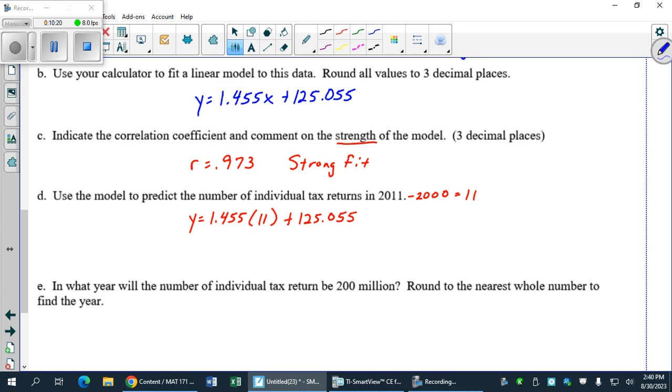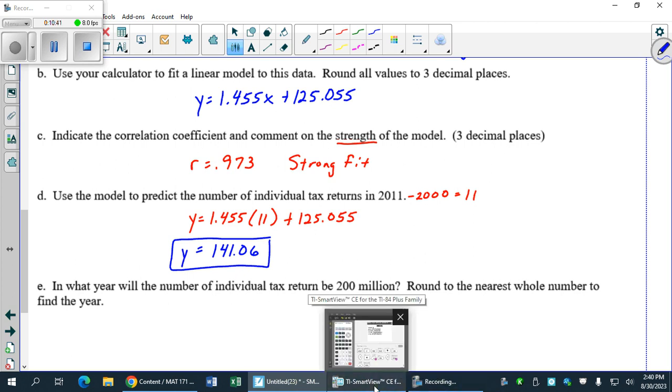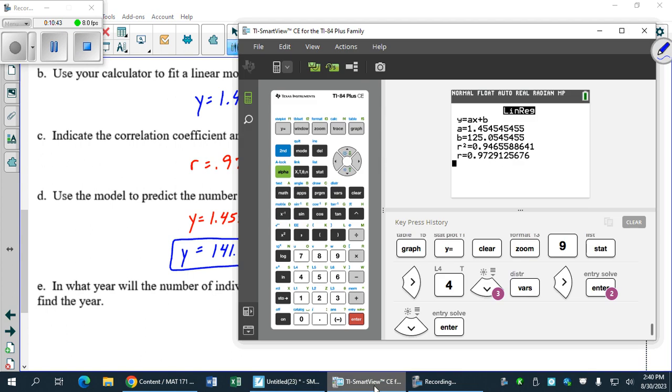You should be able to put that in your calculator all at one time, and that is going to give you 141.06. So they're saying that in 2011 there'll be 141.06 million tax returns. Okay, so this is obviously by hand. Again, if you feel comfortable going with the calculator, let me show you those steps. If you're already on calculator overload, you don't have to worry about this. You know how to do it by hand.